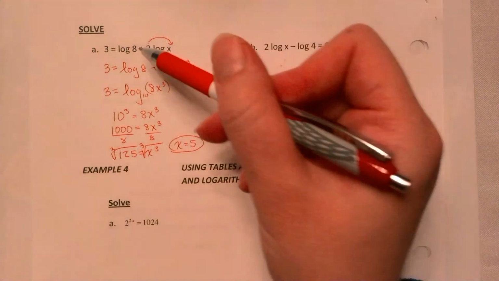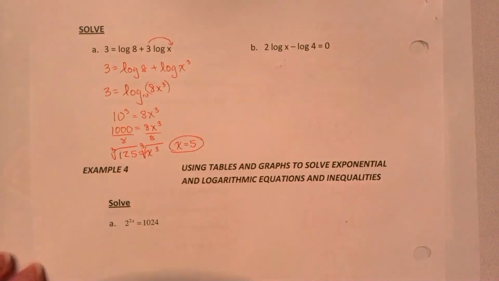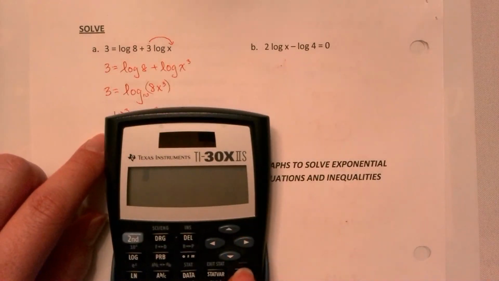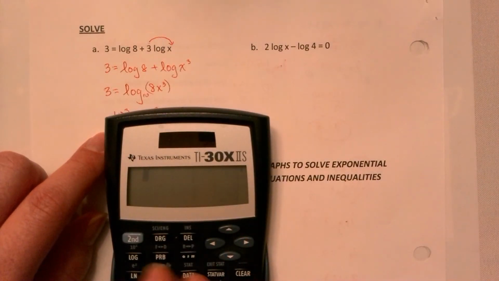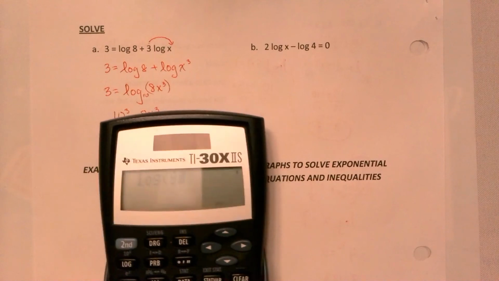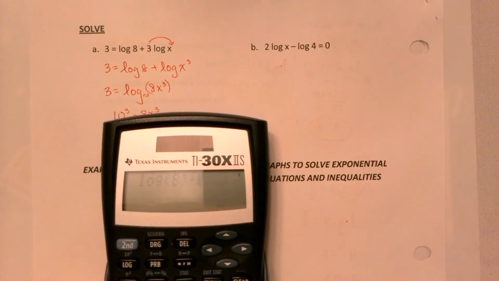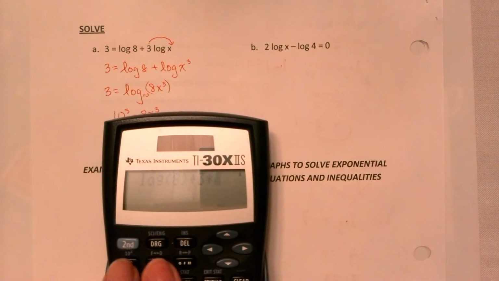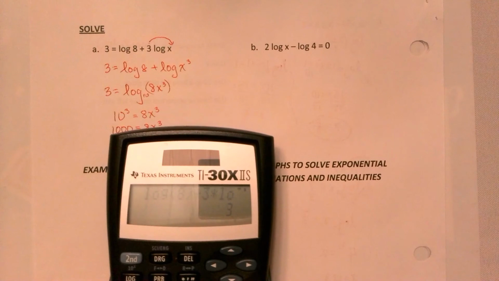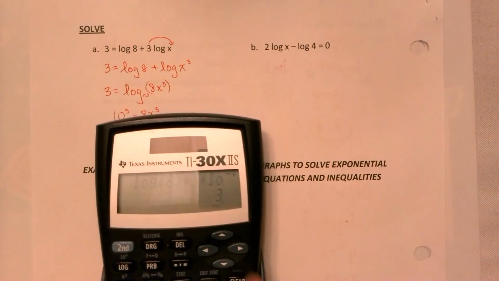Now, since this is log base 10, I could put this in my calculator. Log 8, close those parentheses, plus 3 times log 5, close parentheses, and we get out our answer of 3. So I can always check it if it's base 10 in my calculator.